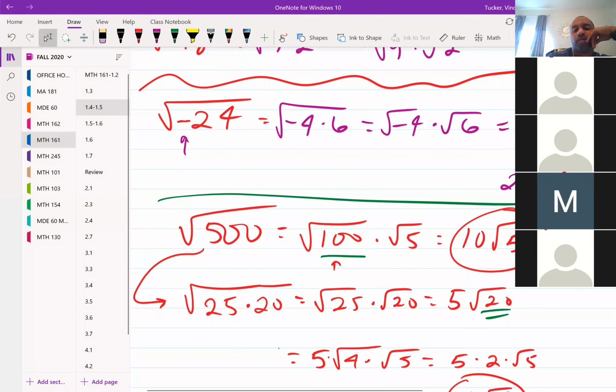And this was just another one. We had the square root of 500. So I broke it up into 100 times 5, took the square root of 100, which is 10, and left the 5 under the radical.